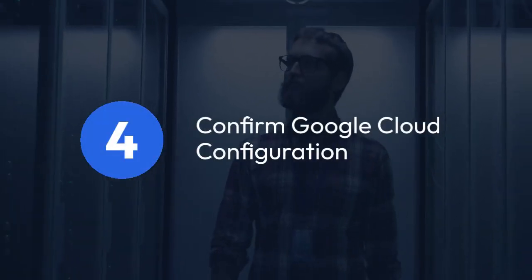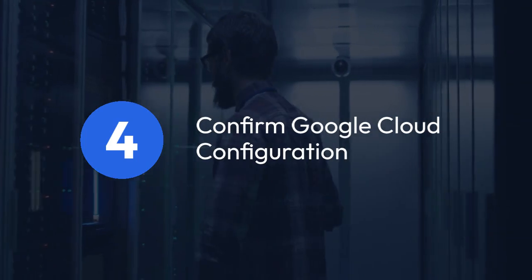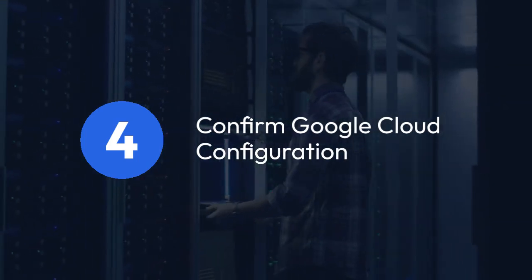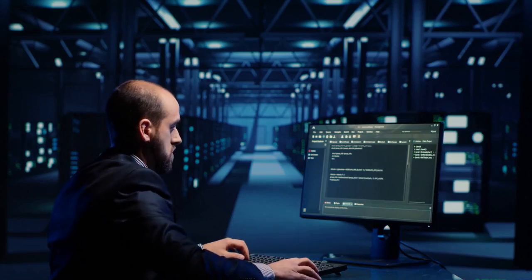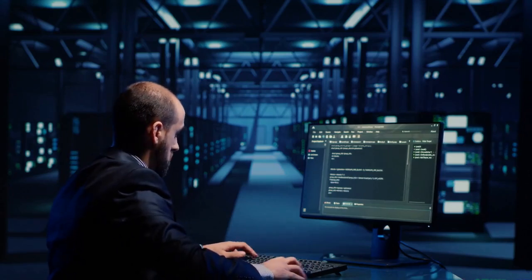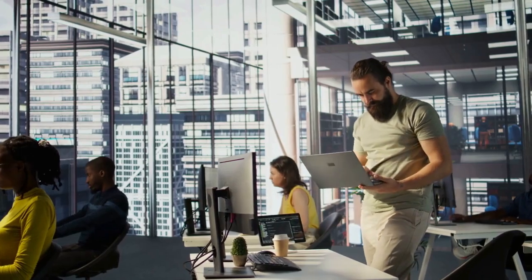4. Confirm Google Cloud configuration. Make sure your Google Cloud resource, Compute Engine, Cloud Load Balancer, etc., is properly configured and its firewall rules permit inbound traffic to the ports your application requires. Check your instance's status. It must be running and reachable from the outside. If you're using a load balancer, ensure it's healthy and forwarding traffic appropriately.